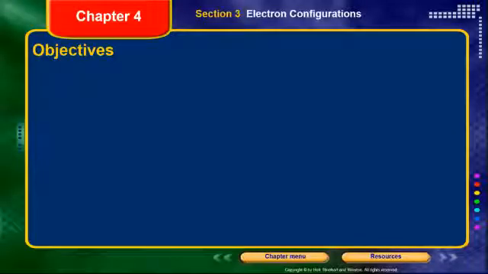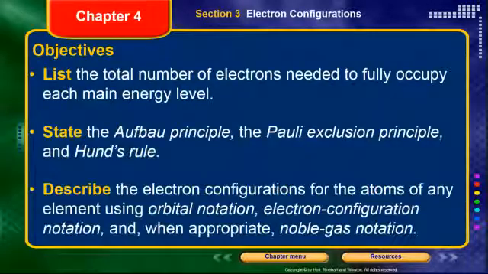All right, chemistry. Let's start chapter 4, section 3. This is the big daddy of this particular chapter, Electron Configurations. So let's go ahead and get started. We have three large objectives for this section.